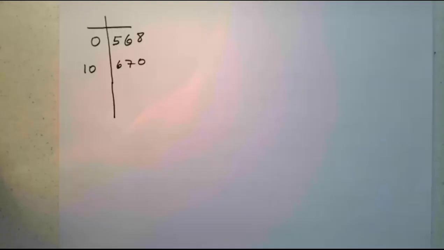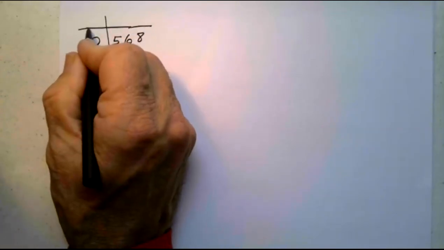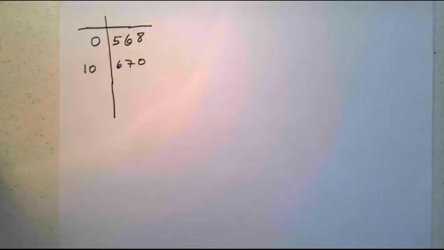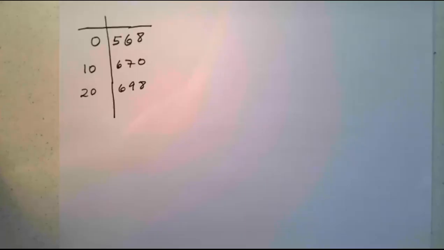So we're going to go ahead and fill out the rest of that chart. Remember, t equals 0 corresponds to 1960. We have years since 1960 and rents in 2014 dollars. So let's go ahead and fill out the rest of those numbers. What do we have next? 20 years since 1960 and $698.